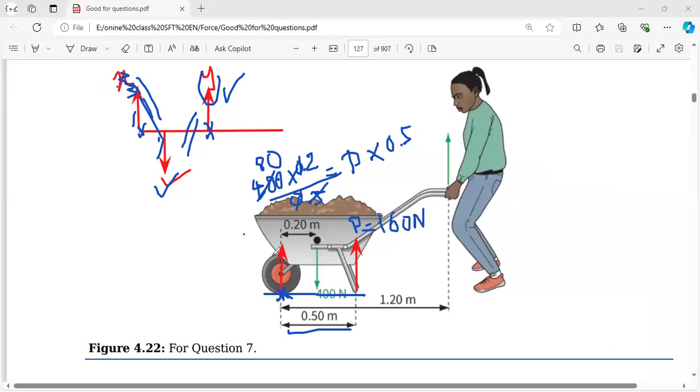Then what is this R value again? Just 400 minus 160, right? Because this is in equilibrium. 240. So these are the two answers if you want to find them separately, right?